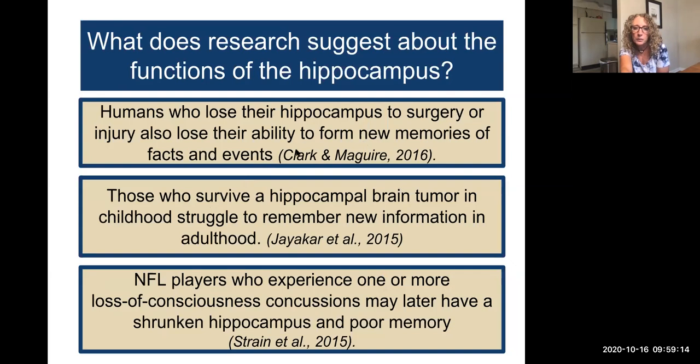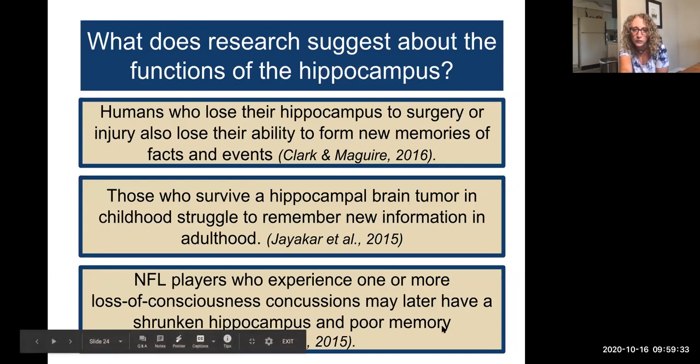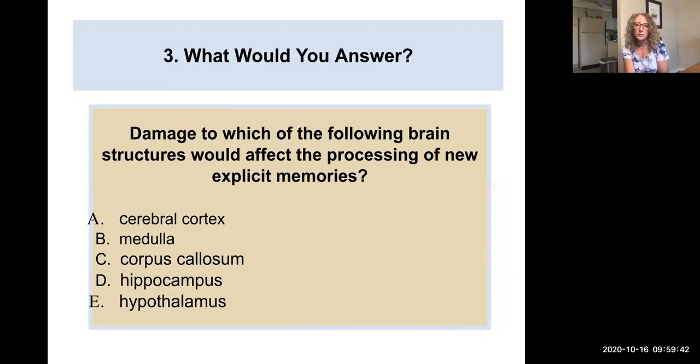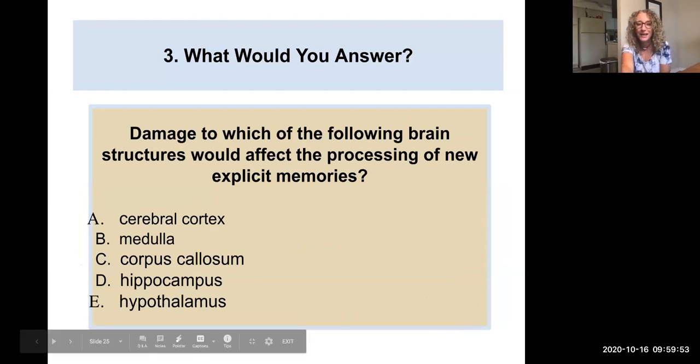Humans that lose their hippocampus lose their ability to form new memories. We are going to see lots of examples when we get to the memory unit. Survivors of a brain tumor in childhood struggle to remember new information in adulthood. NFL players who experience one or more loss-of-consciousness concussions may later have a shrunken hippocampus and poor memory. So, got to be careful there. Damage to the following brain structures would affect the processing of new explicit memories. I bet you said to yourself, a hippo never forgets. Oh yeah, hippocampus.